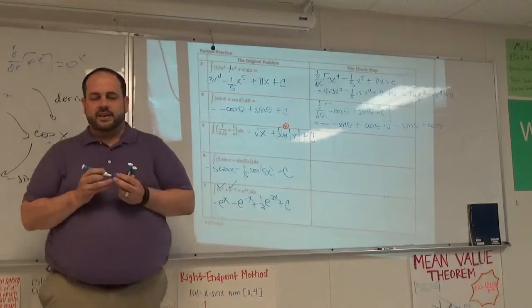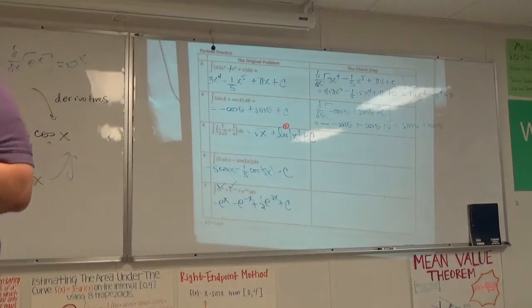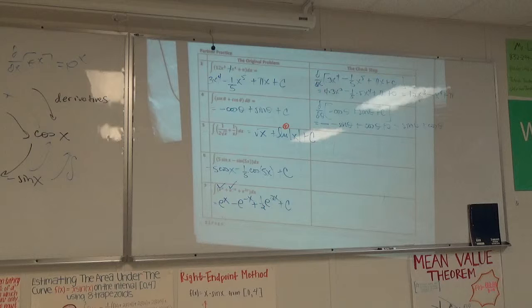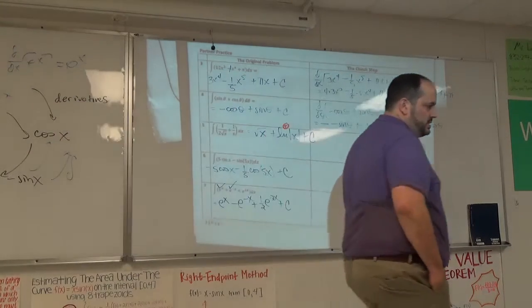All right, another round of 10 minutes. Show me what you guys can do on this next batch. For 8, 9, and 10, show me what you can do. All you've got to think about is you're undoing the derivative process.